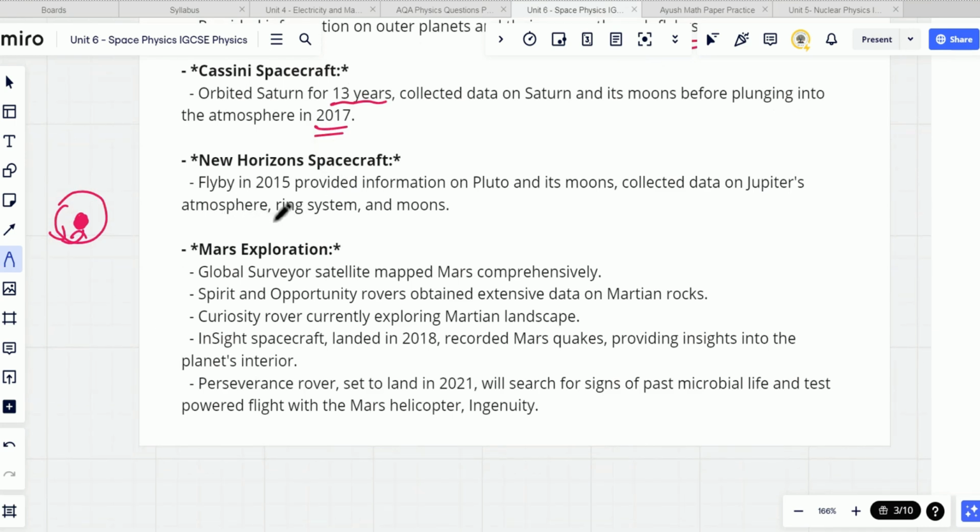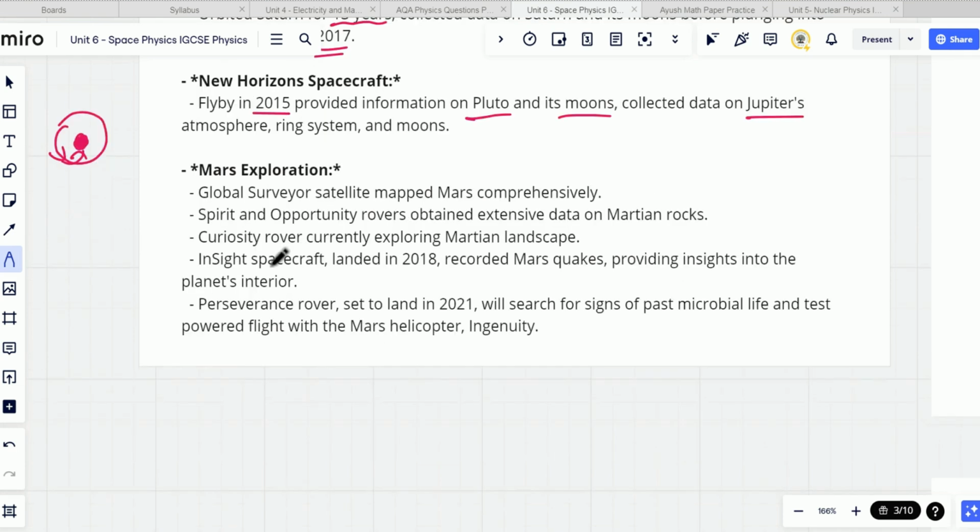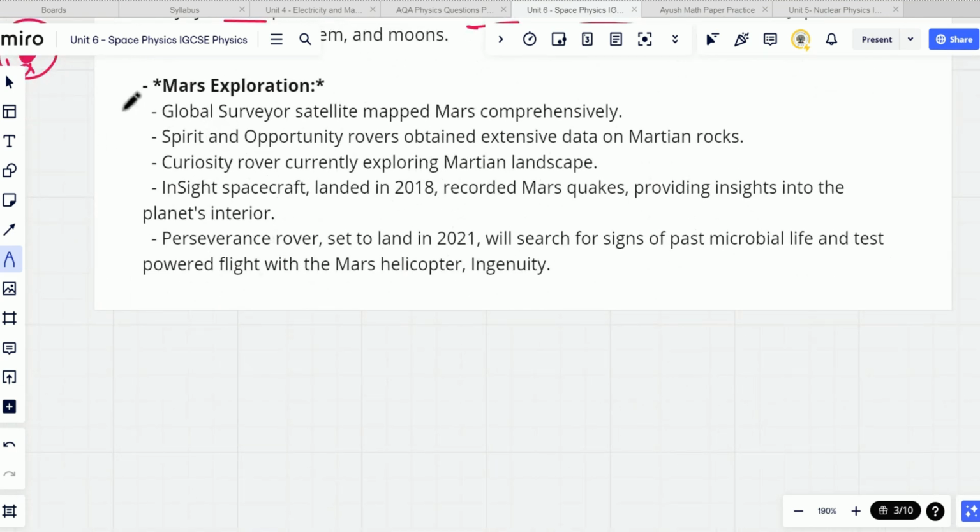Then we have the New Horizons spacecraft, which flew by in 2015, and it provided information on Pluto and its moons, and it also collected data on Jupiter's atmosphere, its ring system, and the moons as well. Then the last part, this part, the closest planet that we have.